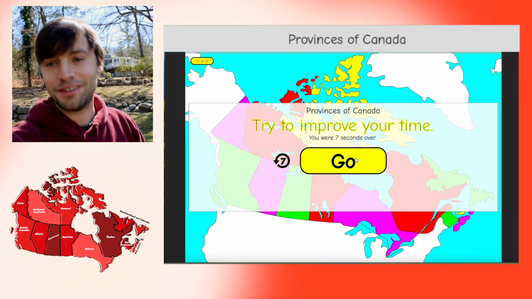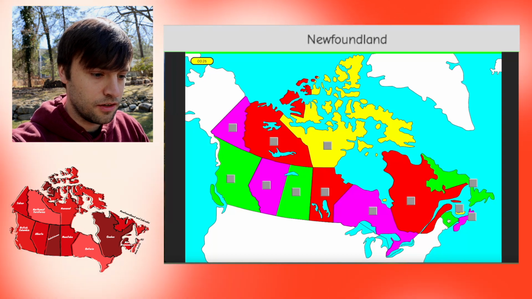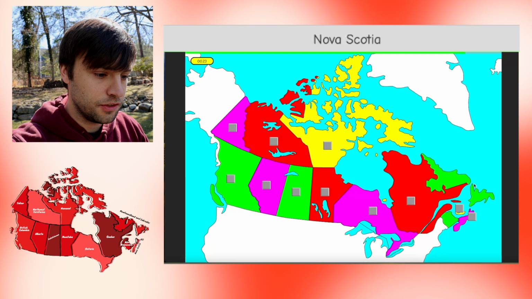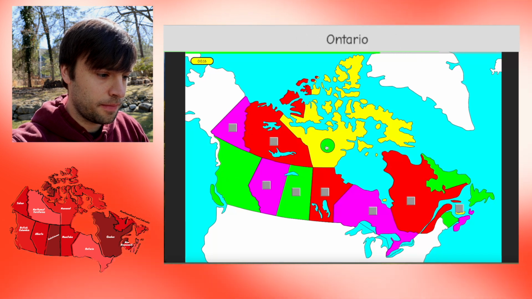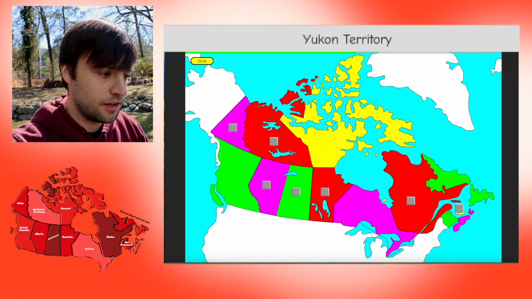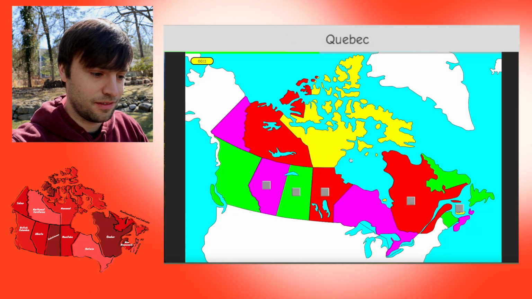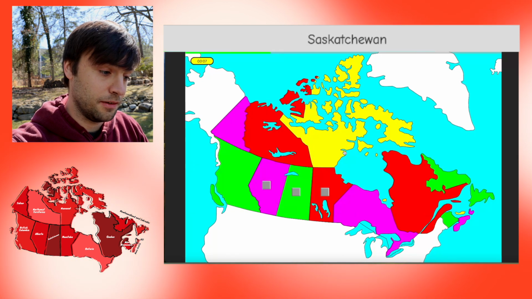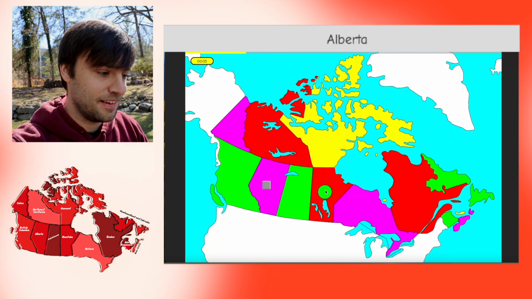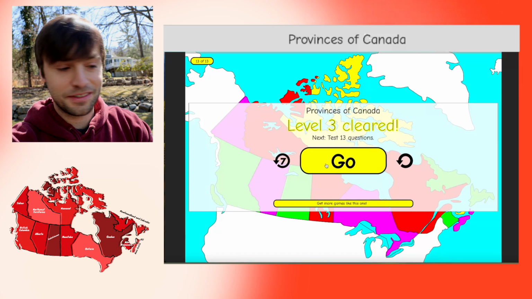All right. Practice, practice, practice. I'm going again. New Brunswick. Newfoundland. Nova Scotia. British Columbia. Nunavut Territory. Ontario. Yukon Territory. Northwest Territories. Quebec. Oh, I knew that. Quebec. Prince Edward Island. Saskatchewan. I didn't know that. Manitoba and Alberta. Alright, I cleared the level, but I did make some mistakes.